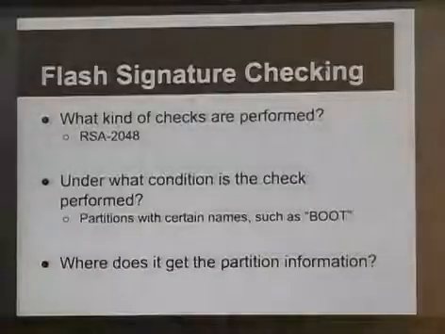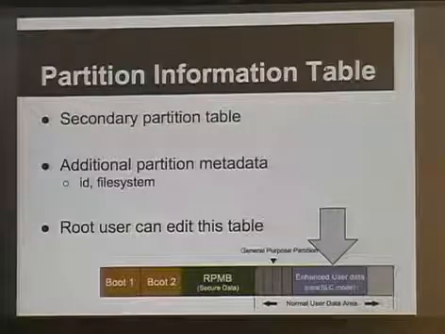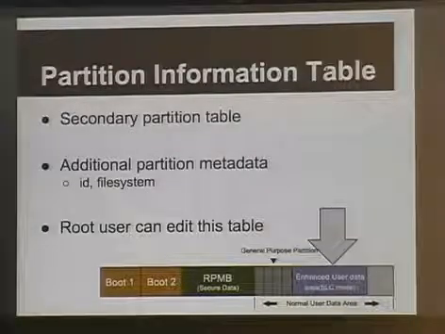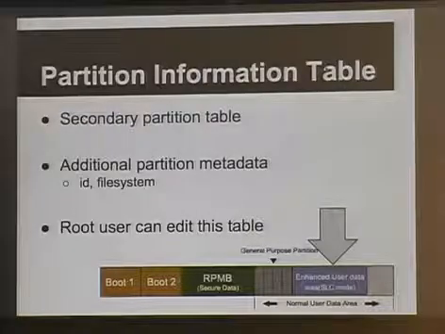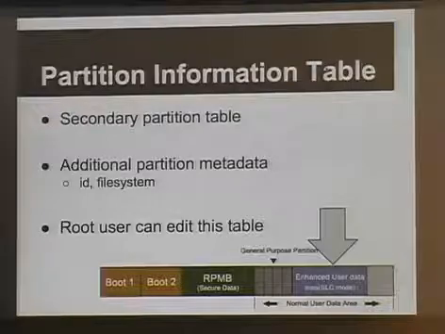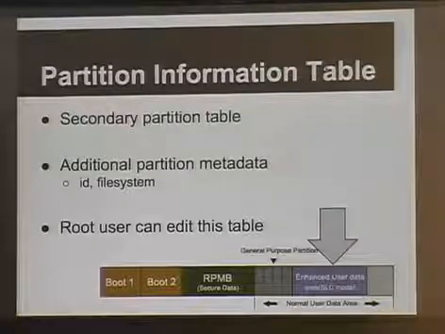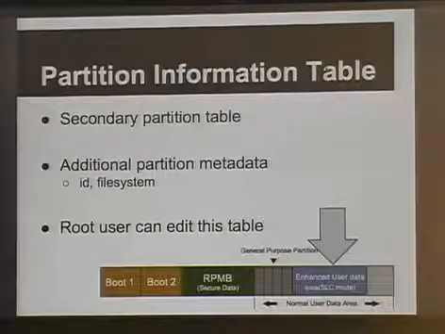So then we can look, where does it get the partition information? They have another structure, a partition information table, or the PIT. It's a kind of secondary table in addition to the GPT that we saw earlier. It just contains additional metadata they use for the flashing process. But luckily for us, the root user can edit this table. It's on the disk, the part of the disk that's visible to the Android OS.